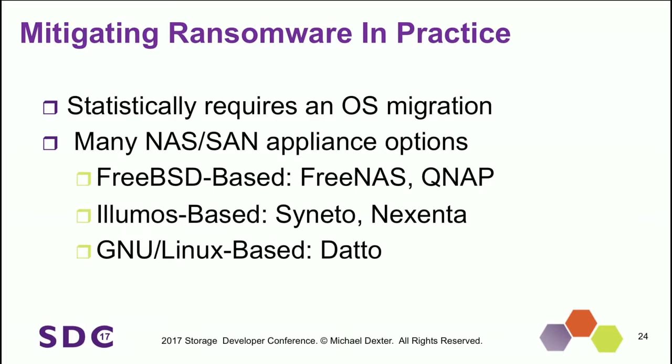And in the FreeBSD circles, there's FreeNAS, there's QNAP. There are various solutions with hardware built atop those. From Illumos, which is, again, the traditional OpenSolaris OS, Syneto and Extentia offer solutions, and I believe both vendors have had talks at various SNE events, and you can catch those. And there are fully supported commercial GNU Linux-based solutions, including Datto. So a lot of choice there.